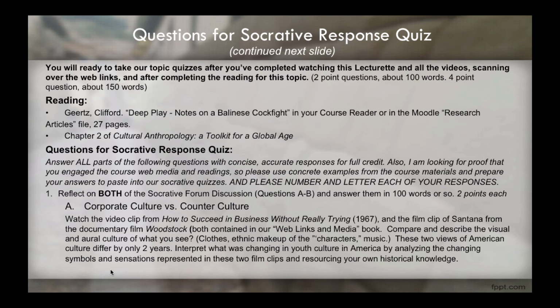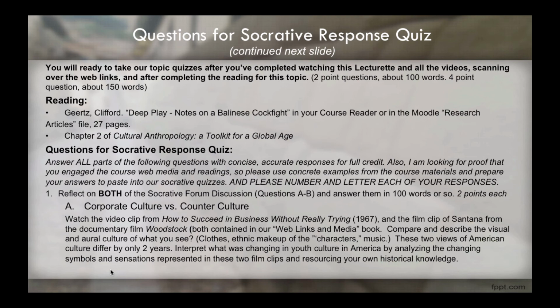So answer all parts of the following questions for your Socrative quiz with concise, accurate responses. Also, I'm looking for proof that you engage the course web, media, and reading. So please use concrete examples from the course materials and prepare your answers to paste into our Socrative quizzes. Please number and letter each of your responses so I know which one you're answering and I'm not confused, or I mark you wrong for it. So reflect on both of the Socrative form discussion questions and answer them in about 100 words or so.